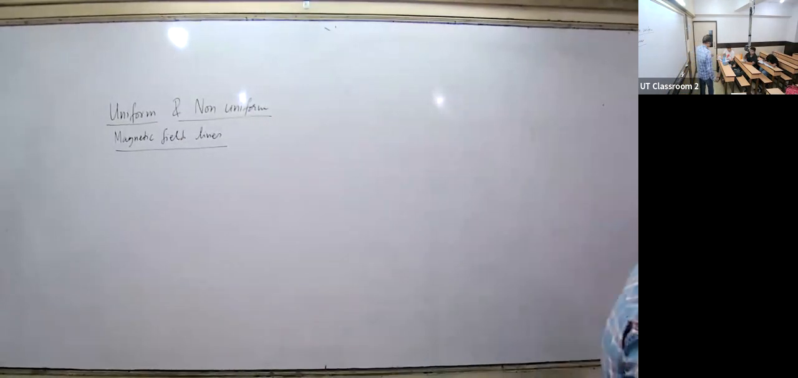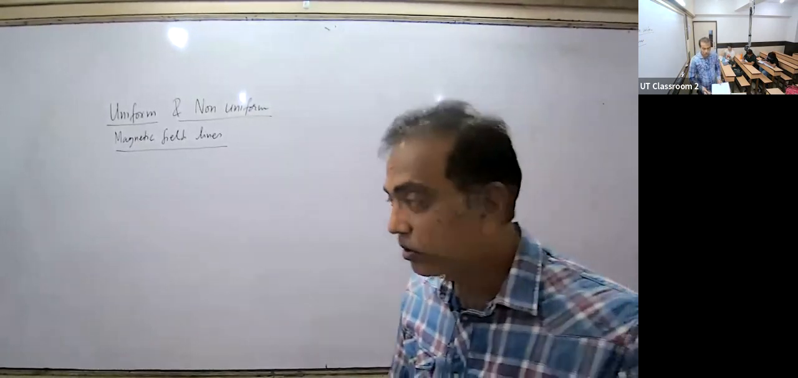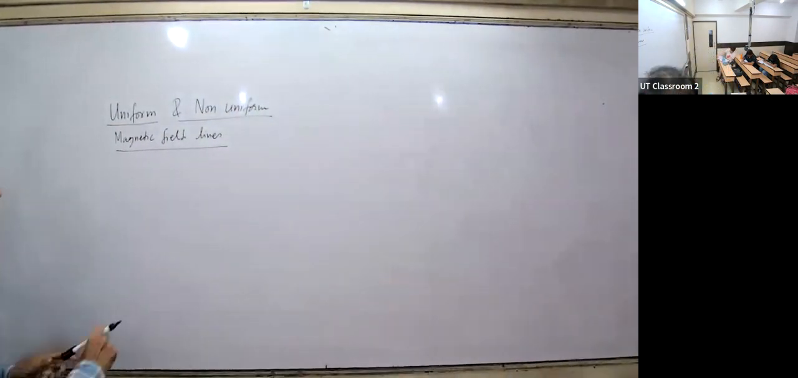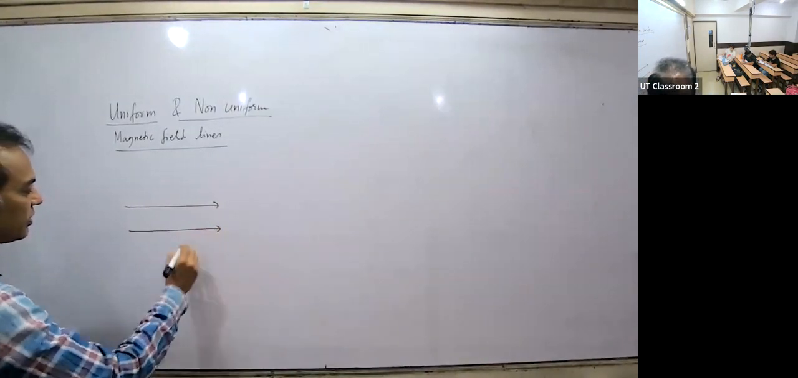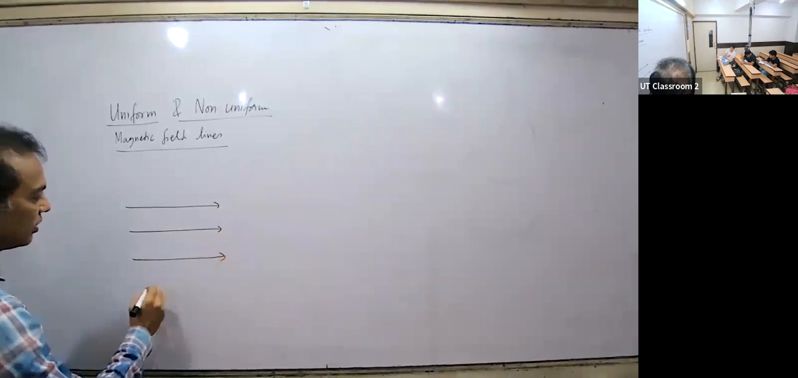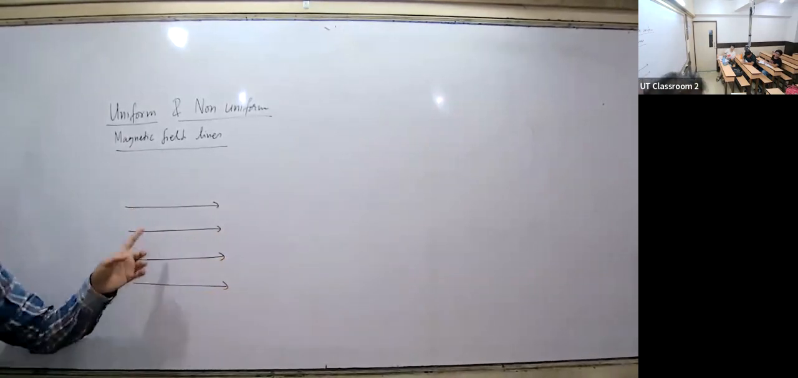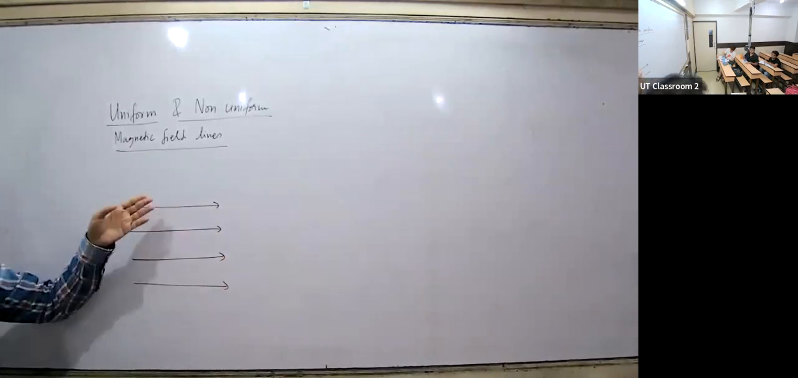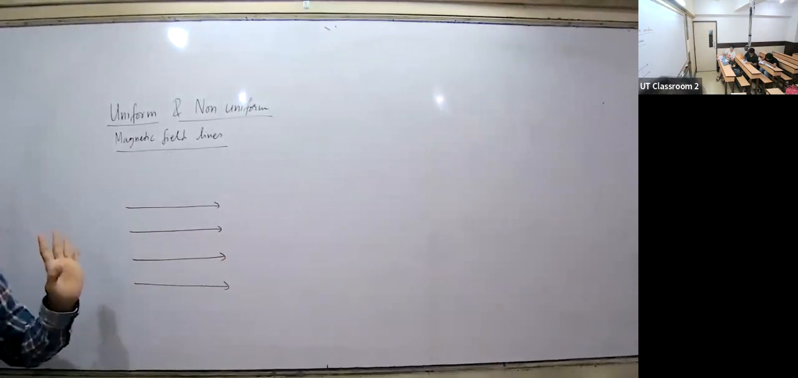So any questions? So let's understand what are uniform and non-uniform magnetic field lines. So uniform field lines are equally spaced parallel field lines pointing in one direction. Equally spaced parallel field lines pointing in one direction. So this is a uniform field line.